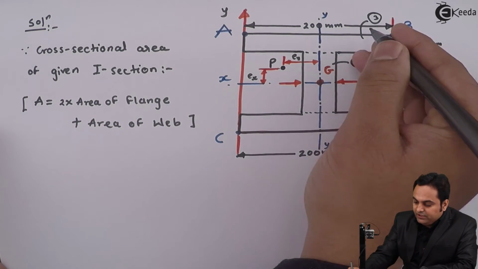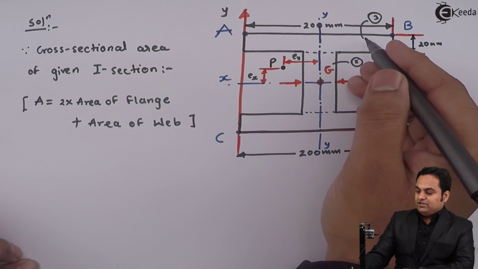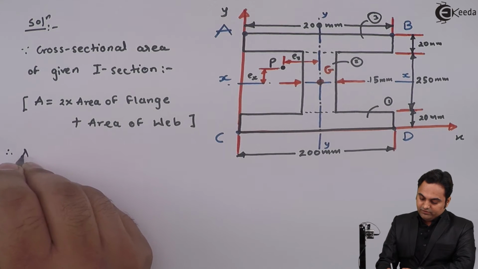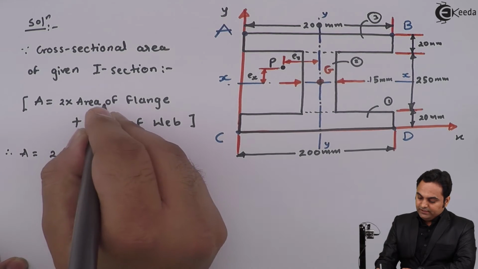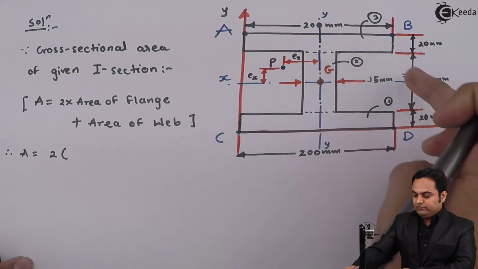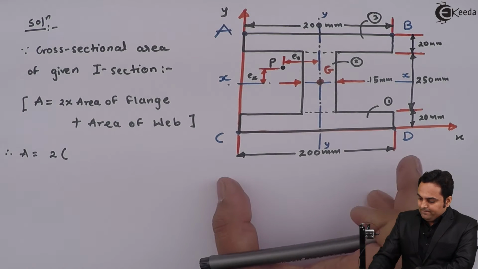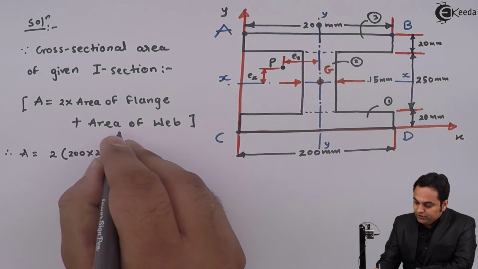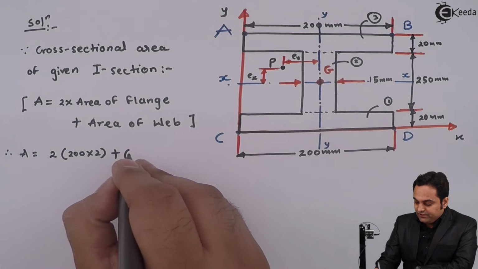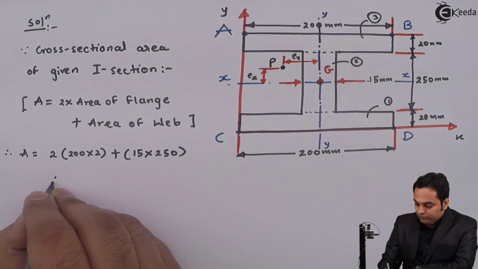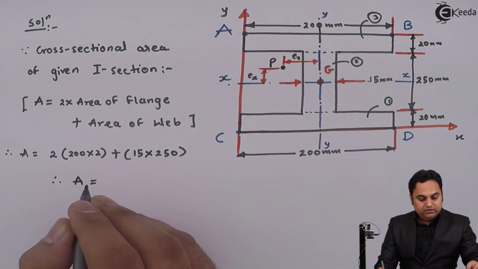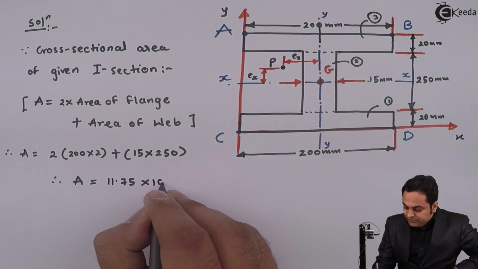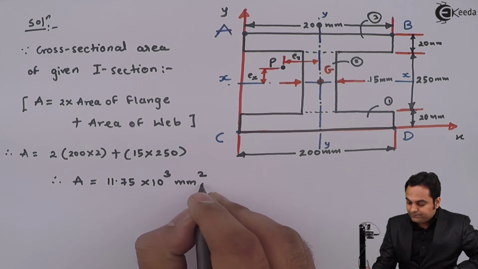Here we have 1 and 3 as the top, 1 is the bottom flange, 3 is the top flange, and here this central part is called the web. So therefore area will be twice into area of flange. We can take any one flange because both of them have the same dimensions. So it is 200 into 20 plus area of web 15 into 250. So from this the value of area comes out to be 11.75 into 10 raised to 3 mm square.